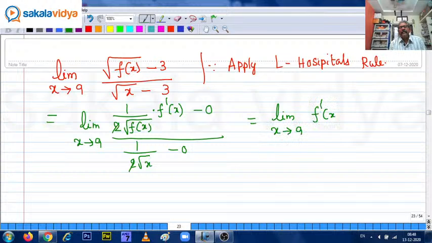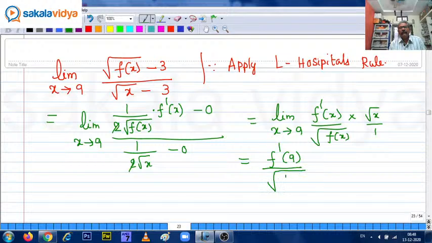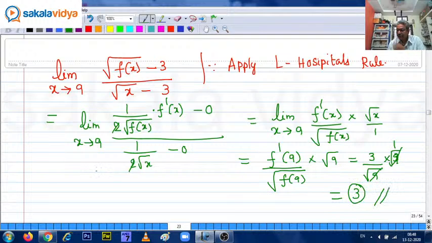So this can be written as limit x tends to 9 of f dash x upon root f of x multiplied by root x upon 1. Substitute the limit. This is f dash 9 upon root of f of 9 into root 9. f dash 9 is equal to 3. f of 9 is equal to 9. Root 9 into root 9 is 3. This root 9 cancels. So we have 3. Answer is 3.